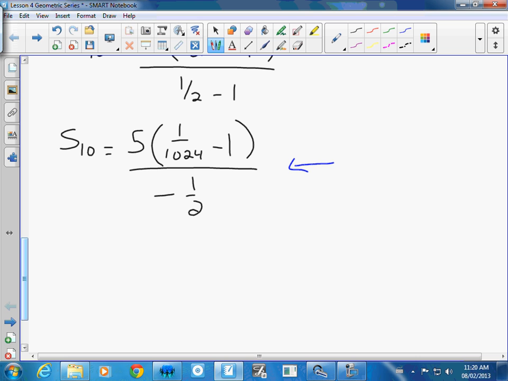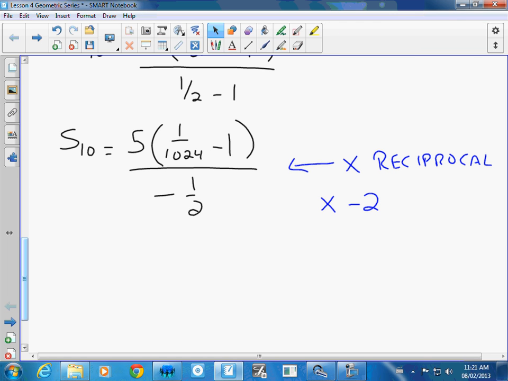So multiply by the reciprocal. Reciprocal. Okay, so we're going to times by negative 2 is basically what we're doing, right? Times by negative 2. So what does it become? S to the 10 becomes, what's 5 times negative 2? Negative 10 times. Okay, now, let's do the inside stuff.